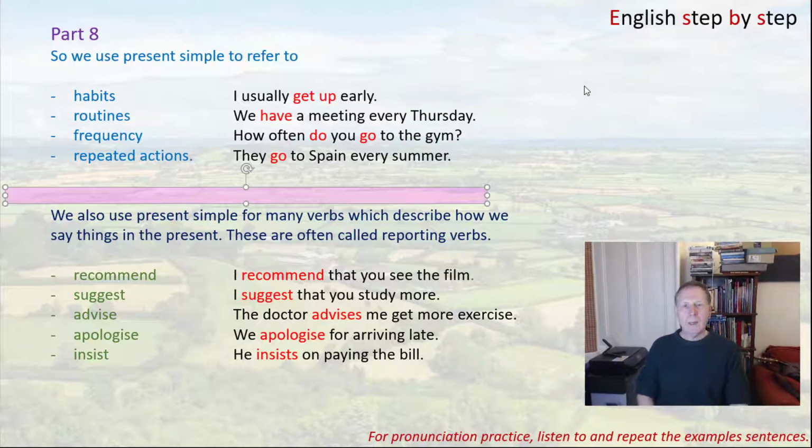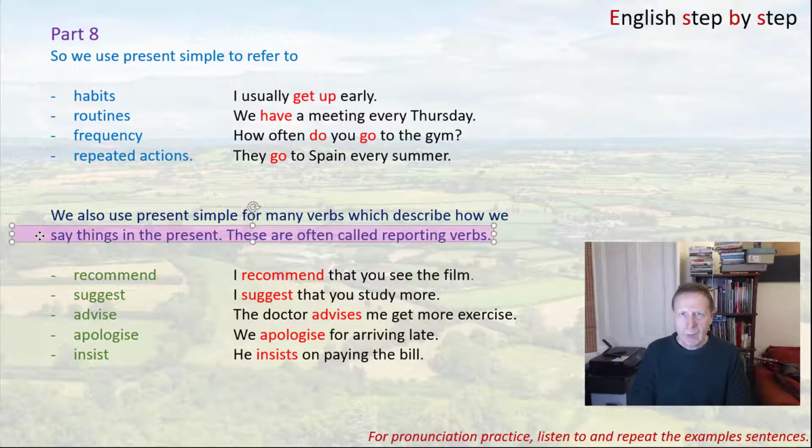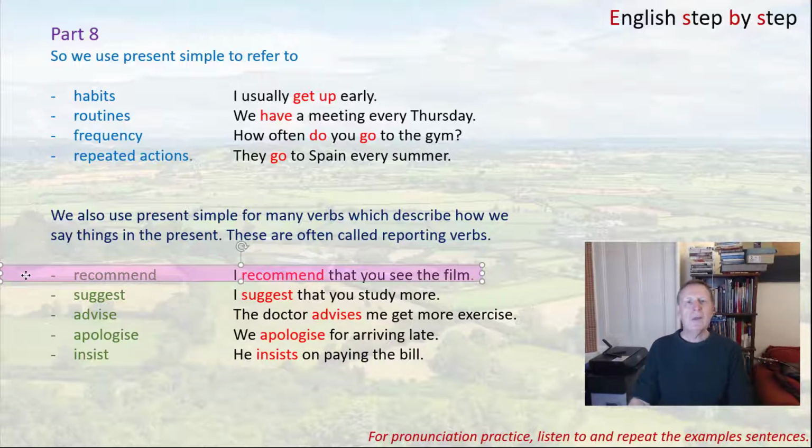Now let's look at some special uses of the present simple. We also use present simple for many verbs which describe how we say things in the present. These are often called reporting verbs, and we'll look at more lessons later on the structures for reporting verbs, but at the moment we're just looking at the verbs rather than the structure of the sentence. So here we have recommend, suggest, advise, apologise, insist. Now, we don't use these verbs in present continuous very often, so practice using them in present simple.